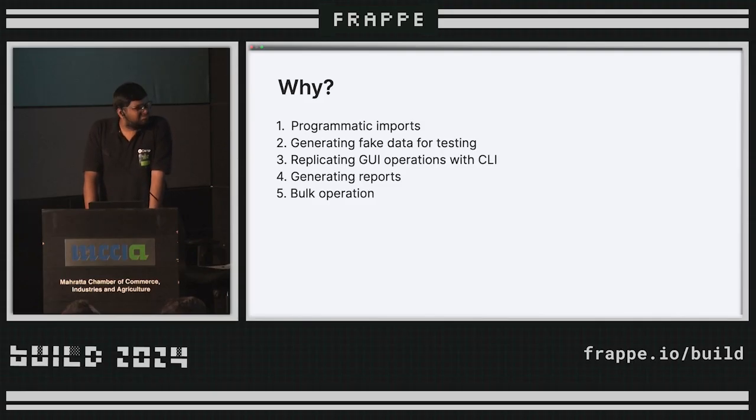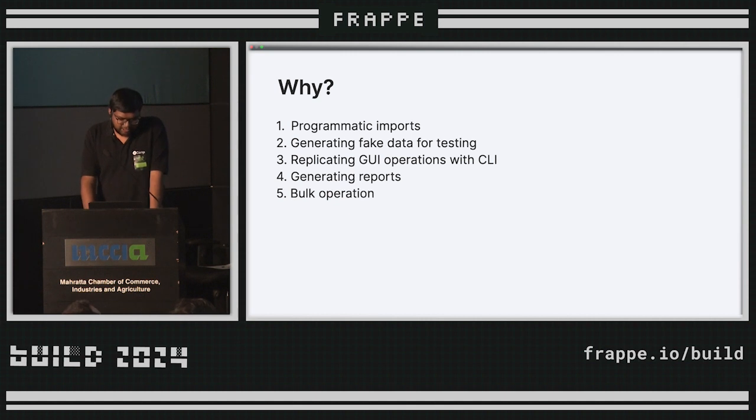So let's get started. Before getting into how you can create the custom command, first of all, why would you even want to create a custom command? The first use case is programming imports. You can have data in any DB like MongoDB, Postgres, or SQL, and you want to get that data into your ERP. So you can create a command, run the command, and basically write the migration script and do the data import.